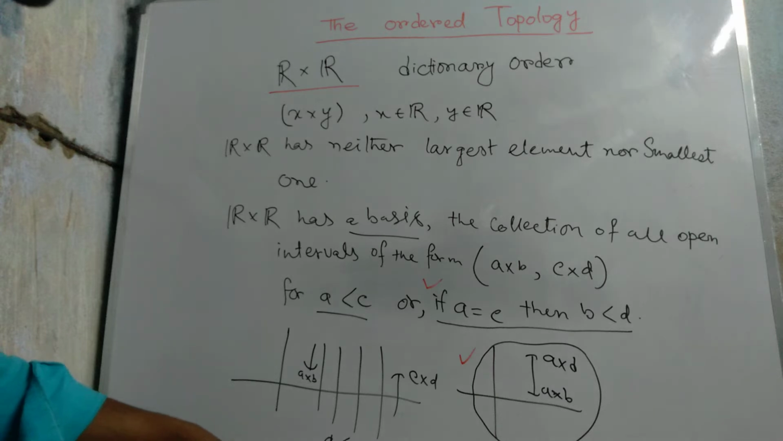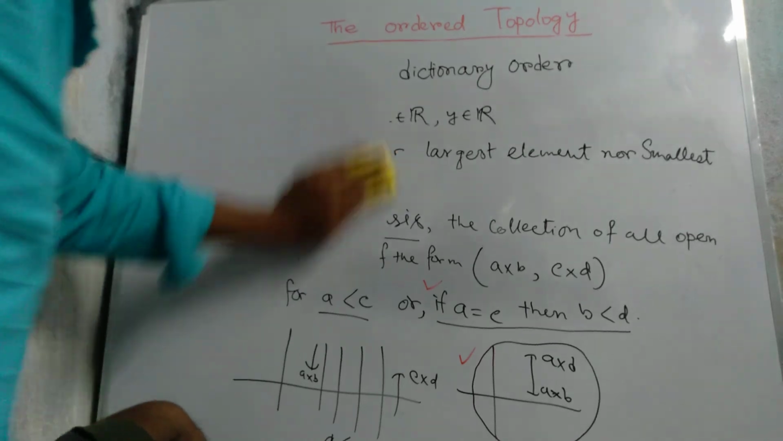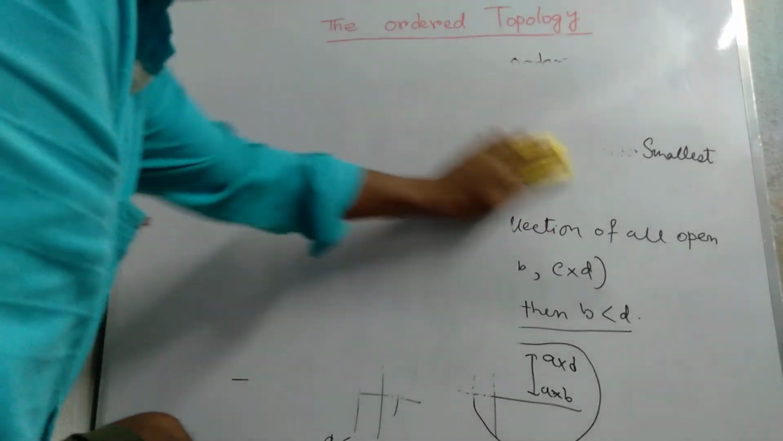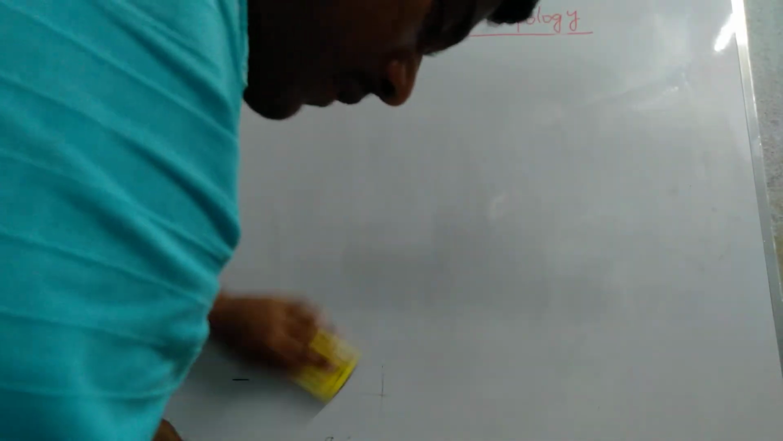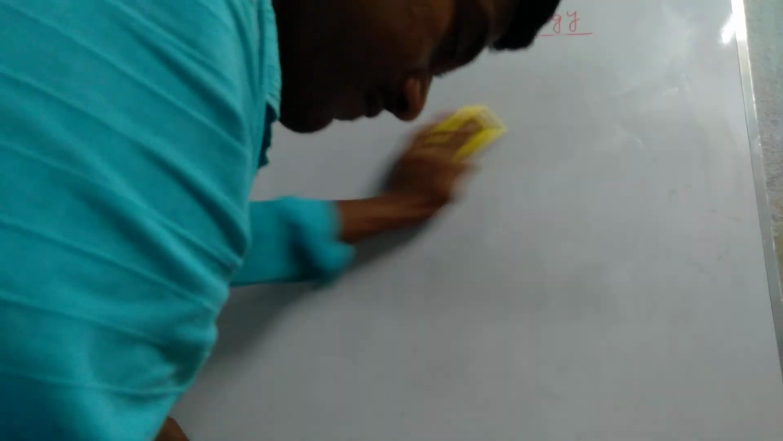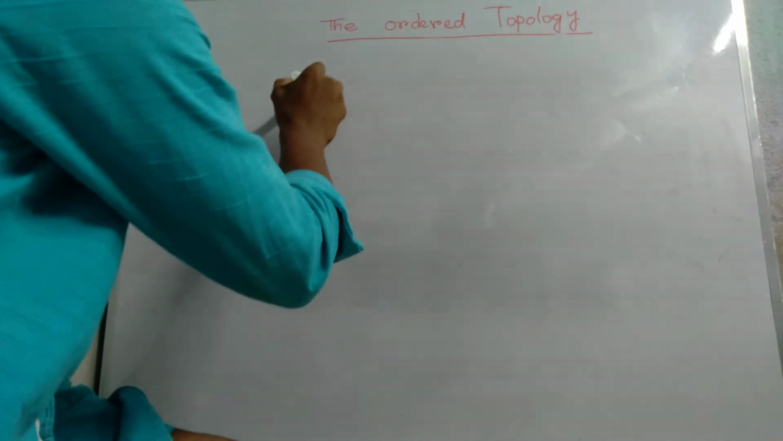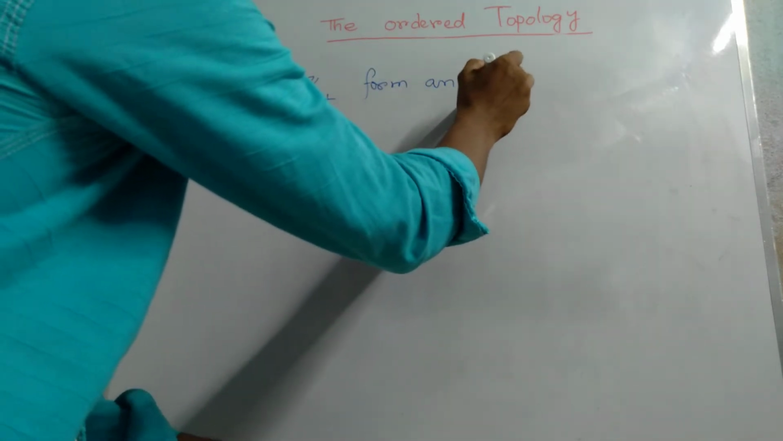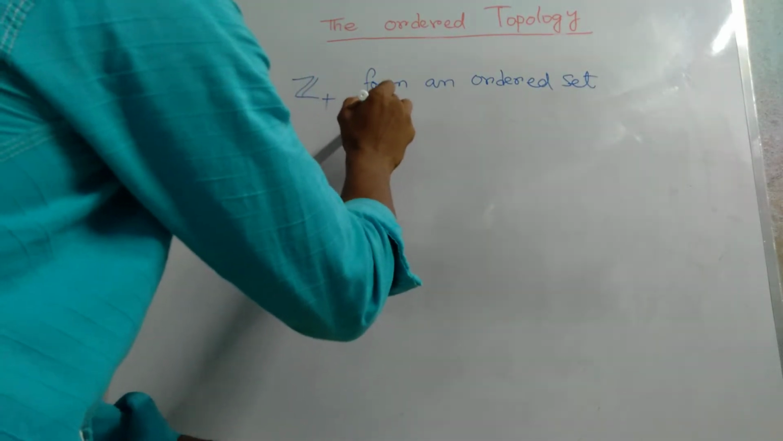Next, we discuss also a familiar example, also known to all. Z plus forms an ordered set with the smallest element.